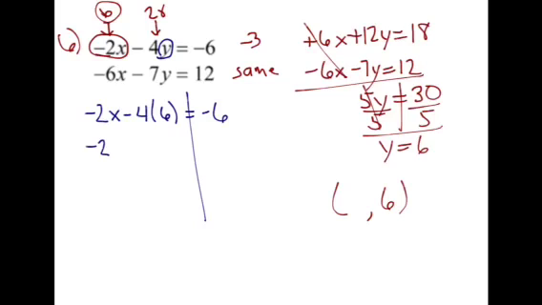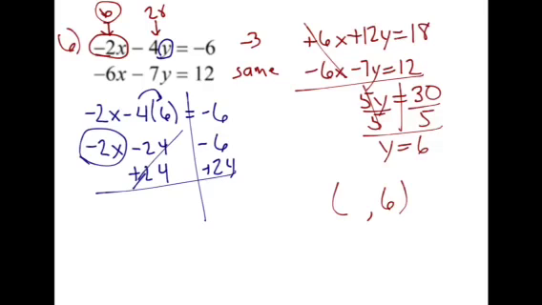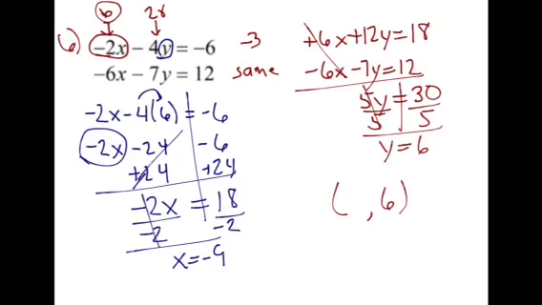And I'm going to solve. First off, my multiply, which will give me negative 24. And now I'm going to solve for x. I'll add 24 on both sides. 24 minus 24 makes 0. And negative 6 plus 24 makes 18. Now I divide both sides by negative 2 to end up with x equals negative 9.